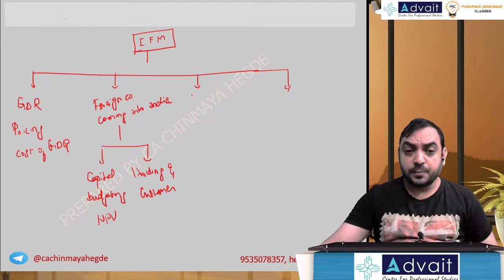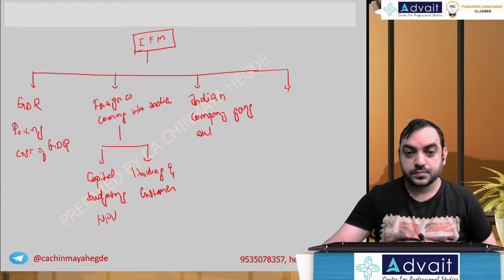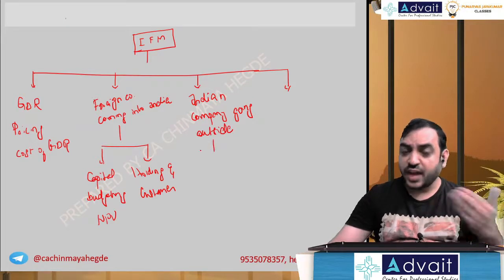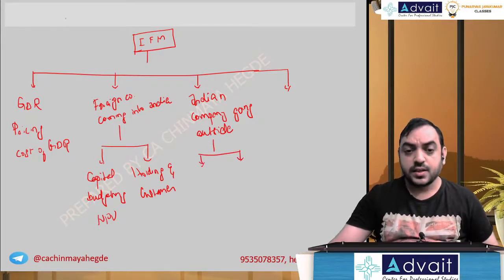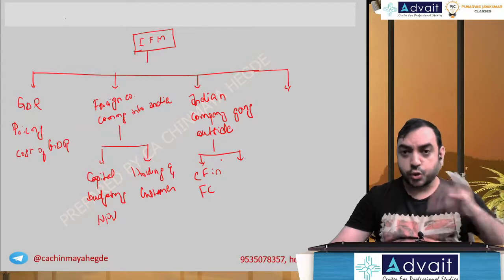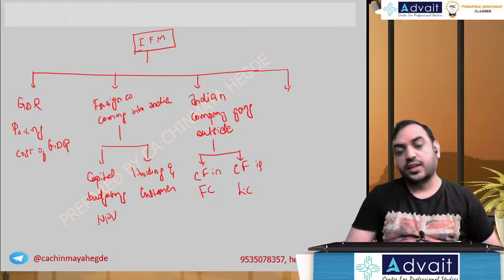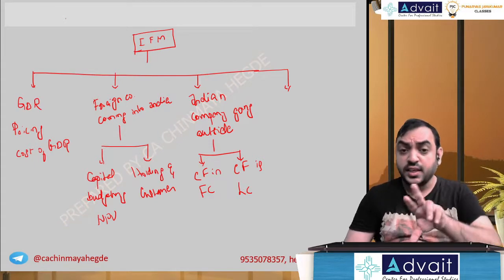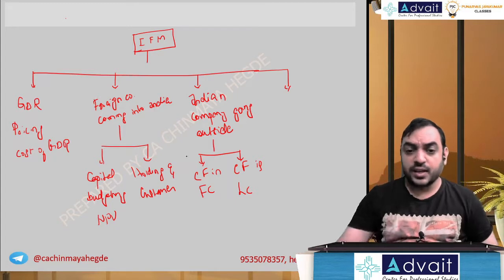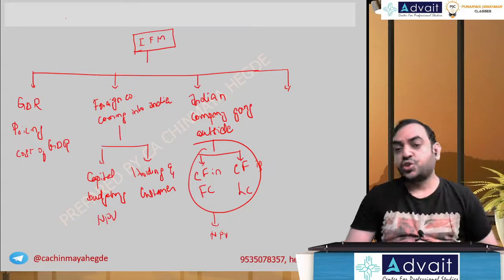And then an Indian company going outside India. Here we typically have two methods, which we will discuss a little later. One is cash flow in foreign currency, which you then convert to rupees; the other is cash flow in local currency, expressed ultimately in INR terms. FC is foreign currency and LC is local currency. We have two methods, but only one problem. Ultimately, we are going to calculate NPV and decide whether the project should be accepted or not.